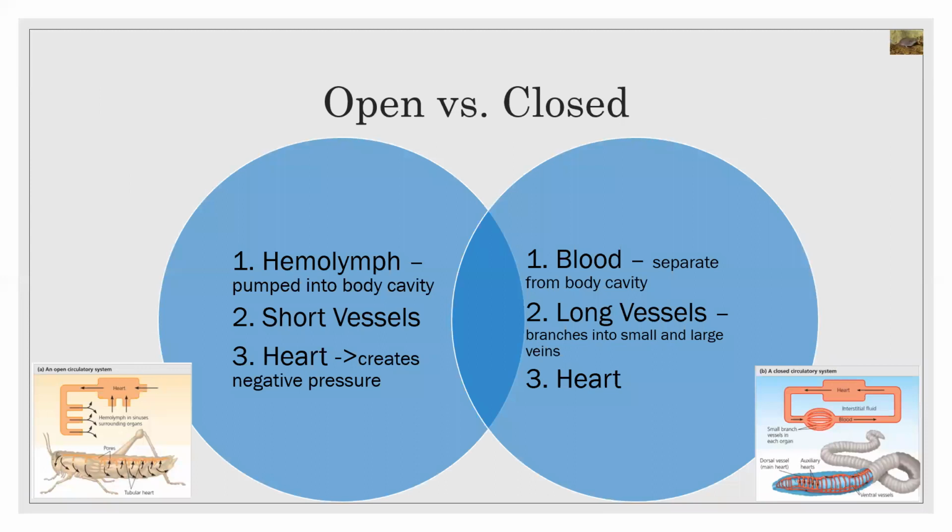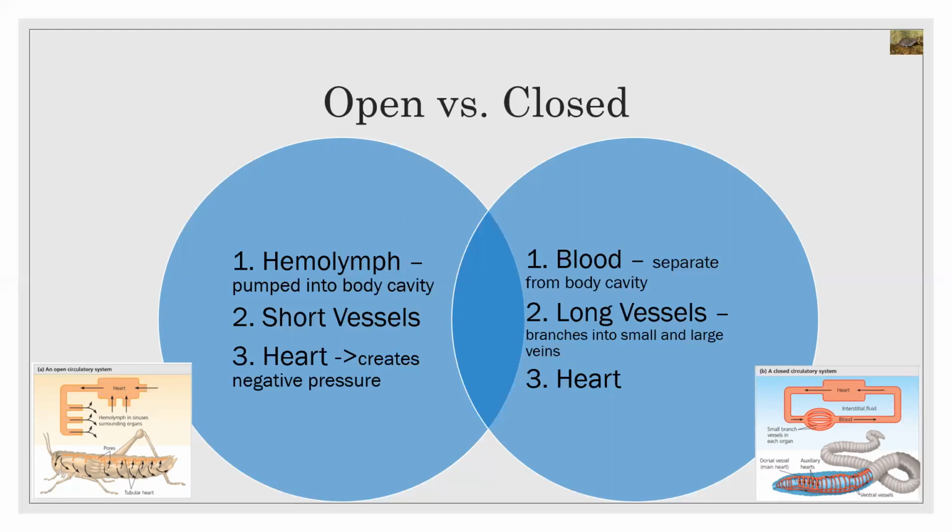So let's talk about open system versus closed system. So in an open circulatory system, you have hemolymph. And so hemolymph is just circulatory fluid that is not confined to the vessels, right? So hemolymph is actually pumped into the body cavity. And so from there, the nutrients then really diffuse throughout the body tissue.